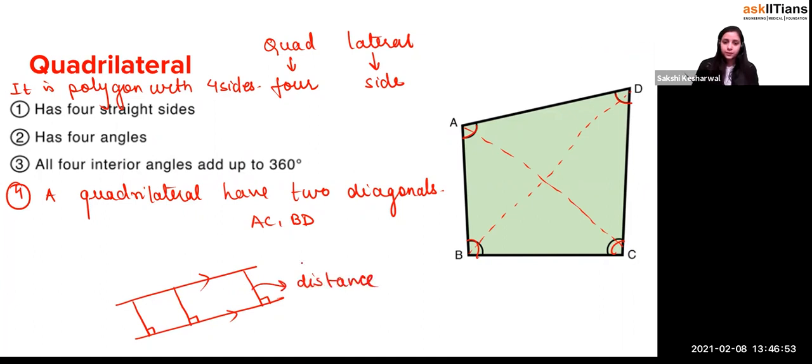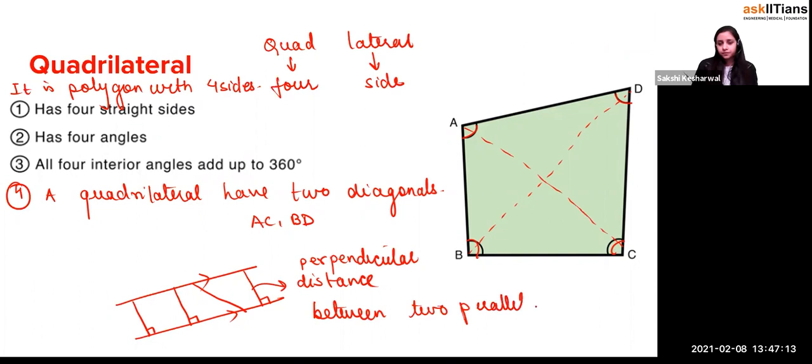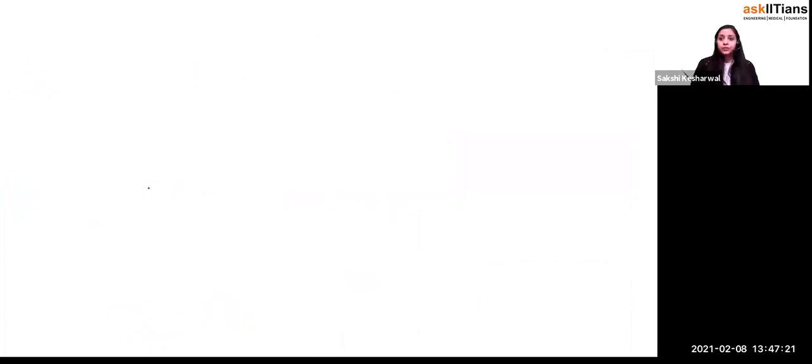We say perpendicular, I'll say it better: distance is always the perpendicular distance that we count. So the perpendicular distance between two parallel lines is always equal. This thing we know, right? Now coming to the next slide.